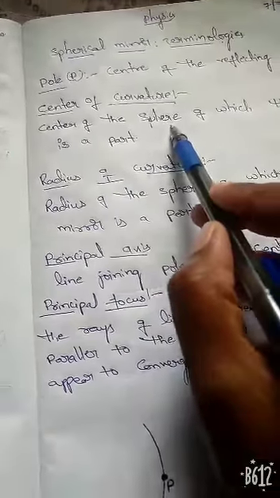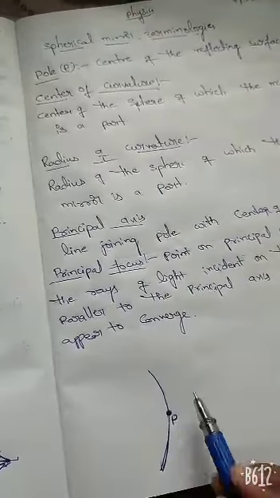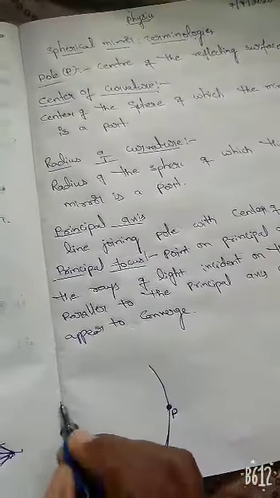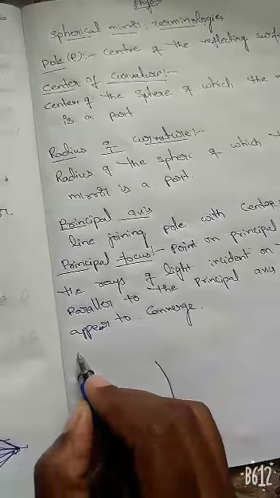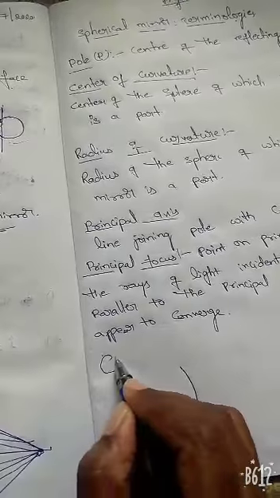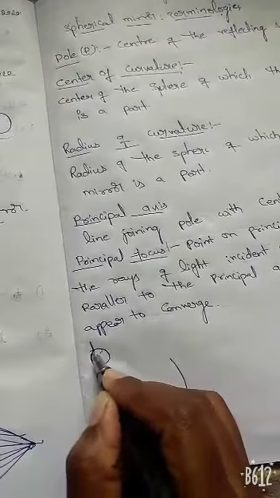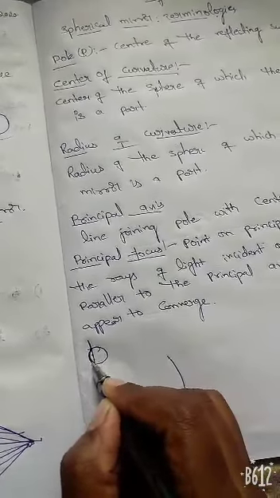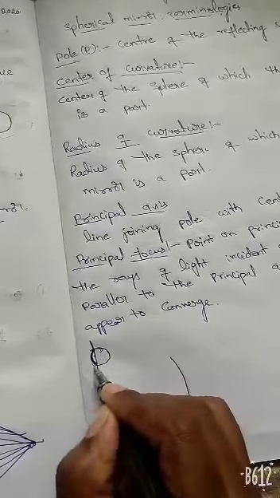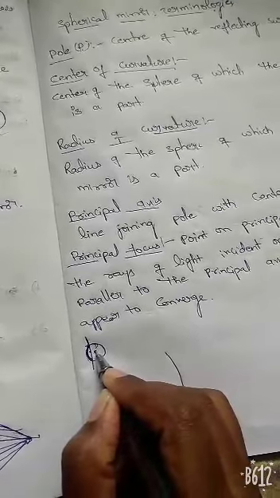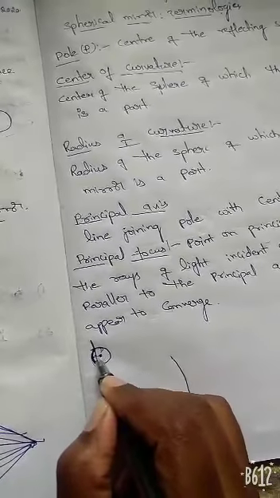Center of the sphere of which the mirror is a part. So here we are taking the spherical mirror. In the last class we have discussed that the spherical mirror is a part of the sphere. If this is a sphere, if we take a part of the sphere, this reflecting part we call as a spherical mirror, reflecting spherical surface. So if this is a sphere, this will be the center of the circle. So from the center to the pole, the center of the curvature.